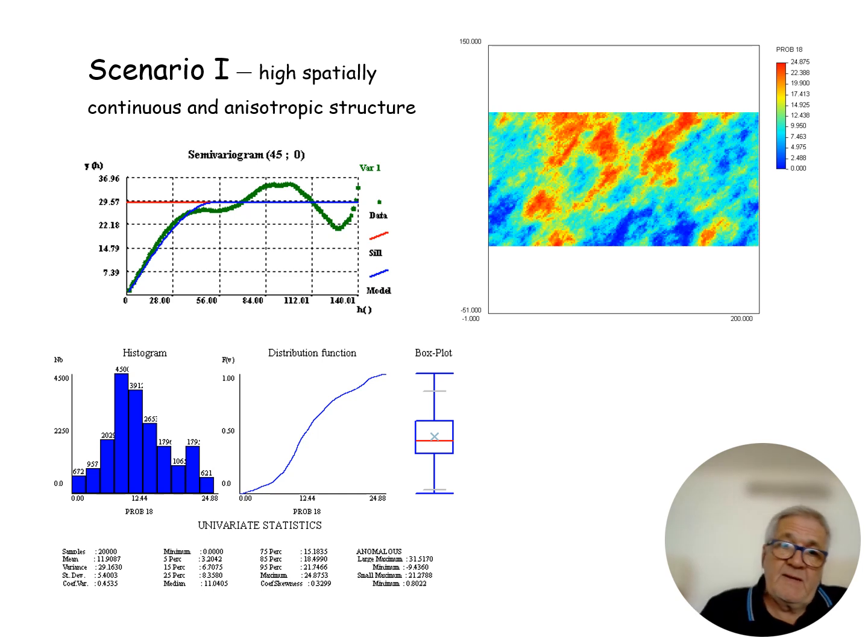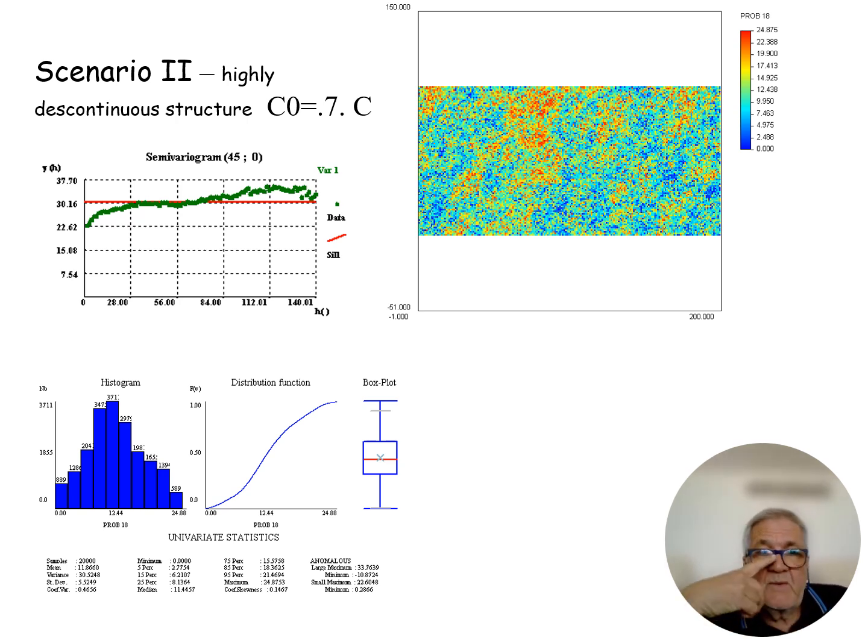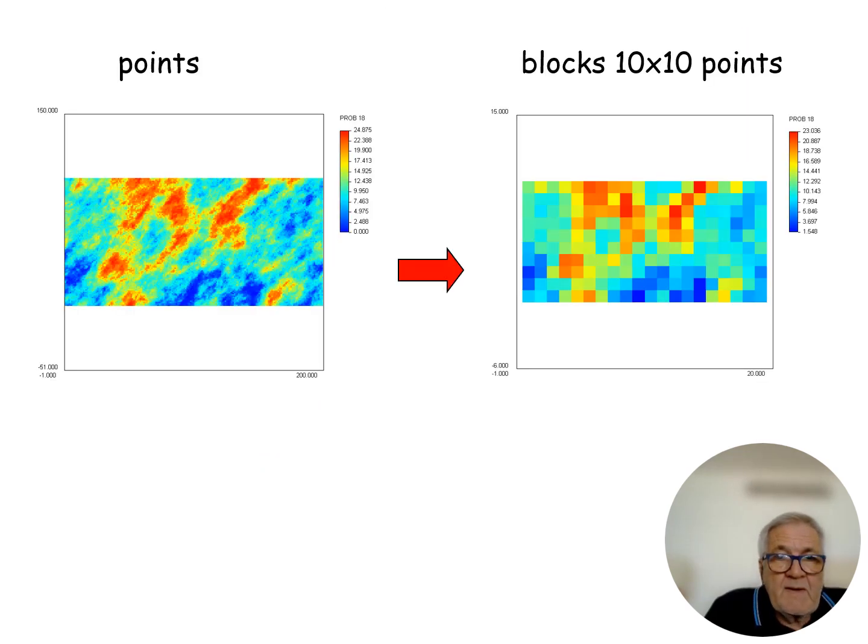Now we have here two scenarios. Scenario one is represented by a highly spatially continuous and anisotropic structure. Here is the image, the histogram and the variogram. And we have scenario two, which is a more chaotic, more unstructured spatial pattern of the same grade, same histogram, same mean, same variance, but different spatial patterns with almost pure nugget effect. Okay, so now let's do an exercise.